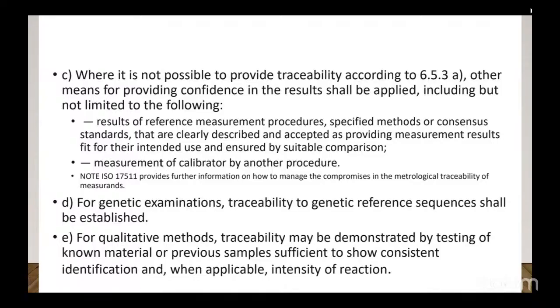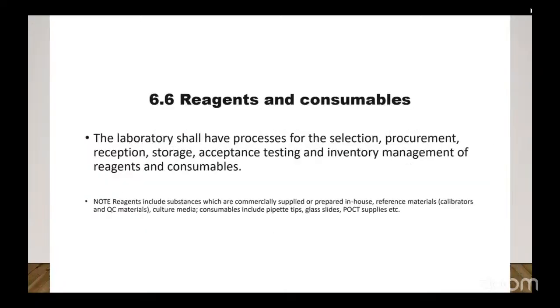But what we are saying is that measurement uncertainty has to be calculated for every quantitative test, and measurement traceability has to be done for the qualitative ones. Okay, 6.6 talks about reagents and consumables. You can't have equipment without having reagents and consumables. Without reagents and consumables, the equipment becomes what?